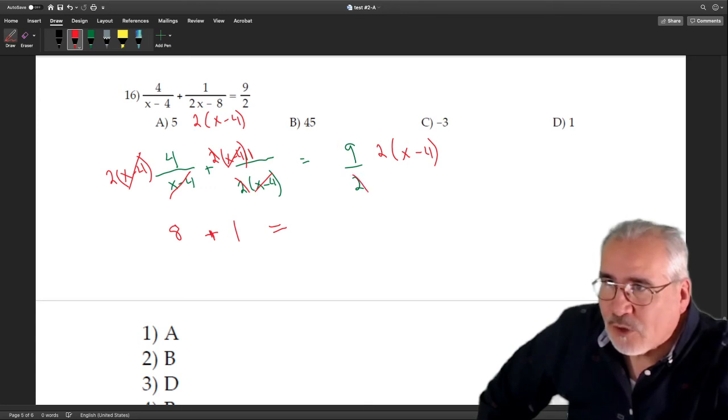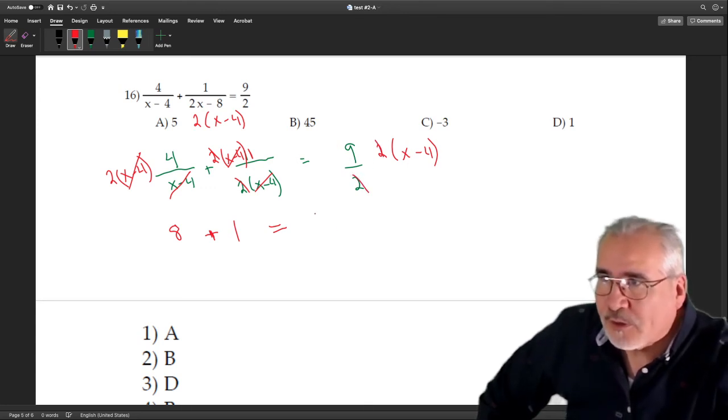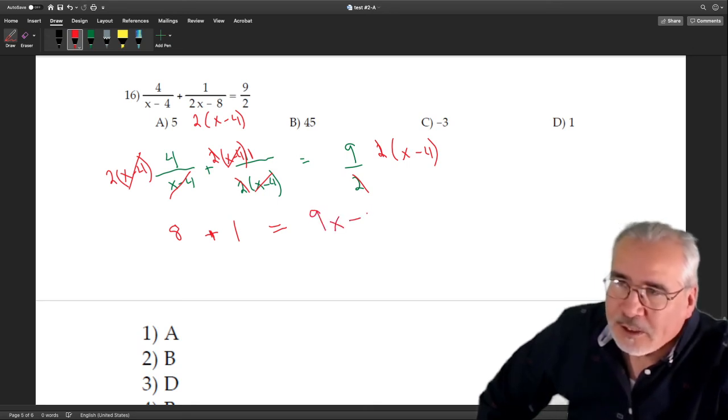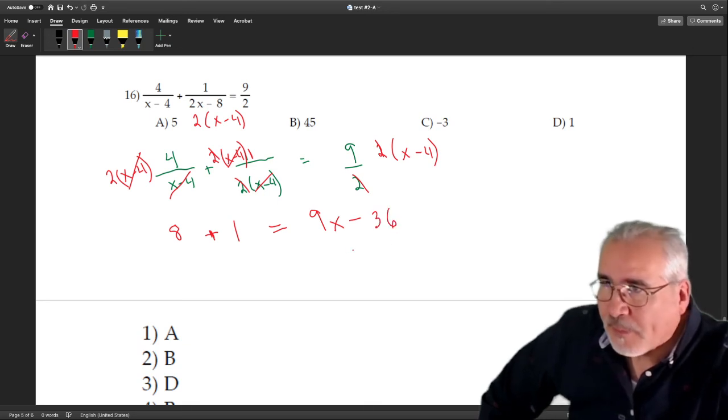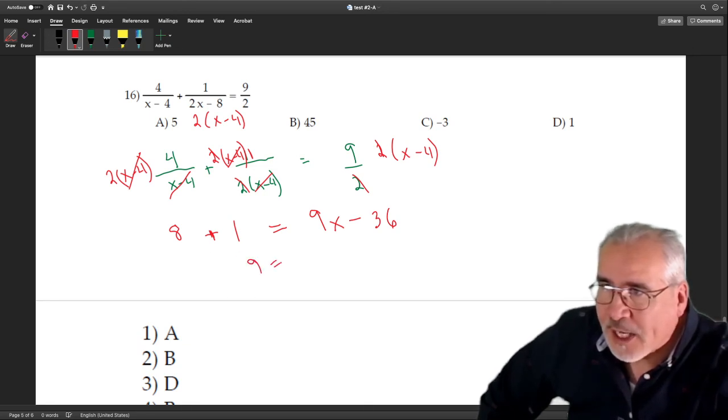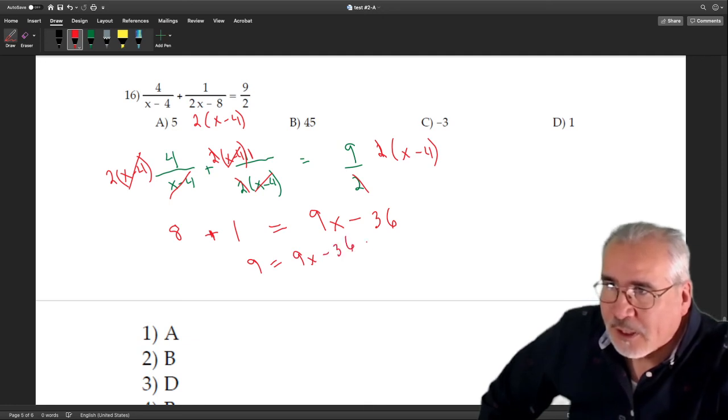This side, the 2 cancels with the 2. So I've got 9 times x minus 4. So let's go ahead and distribute: 9x, 9 times 4 is 36. And then we just want to solve, finish going down. So this gives us 8 plus 1 is 9x minus 36. We add 36 to both sides.